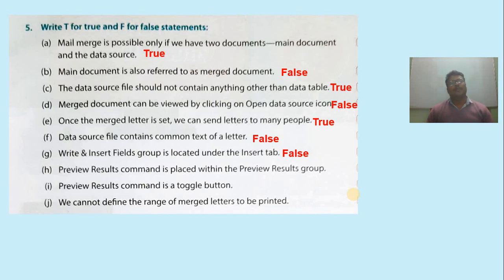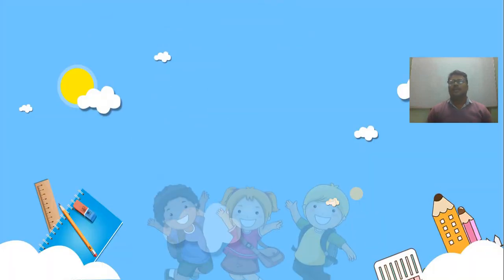Write and Insert Fields group is located under the Insert tab. False. Preview Results command is placed within the Preview Results group. So this is true. Preview Results command is a toggle switch, a toggle button. Yes, true. We cannot define the range of the merged letters to be printed. False.